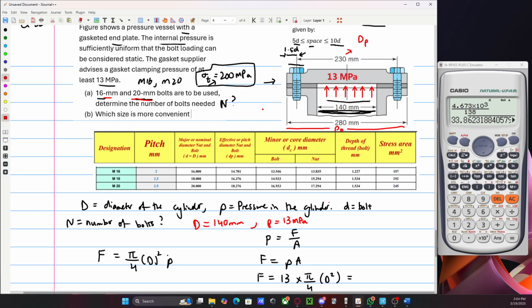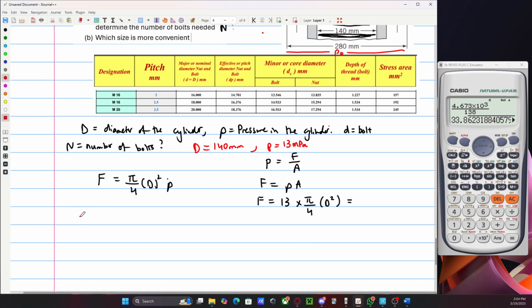So, how do we continue the question? What we do is, we know that this force that we generate, let's put in the values now. So F equals 13 times pi over 4 times capital D, which is 140, we discussed this, so 140 squared. This force is resisted by n number of bolts. So this force here is resisted by n bolts.